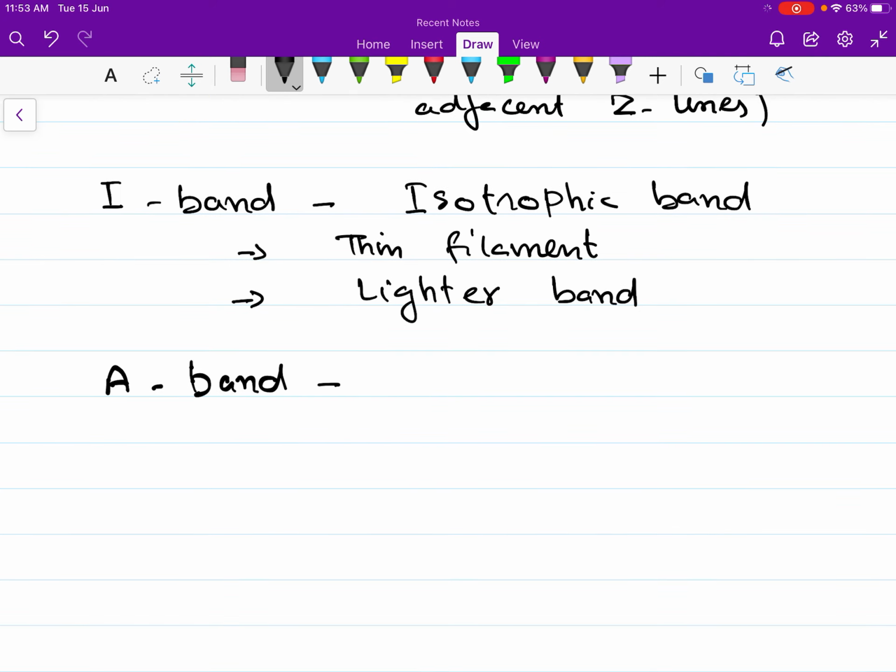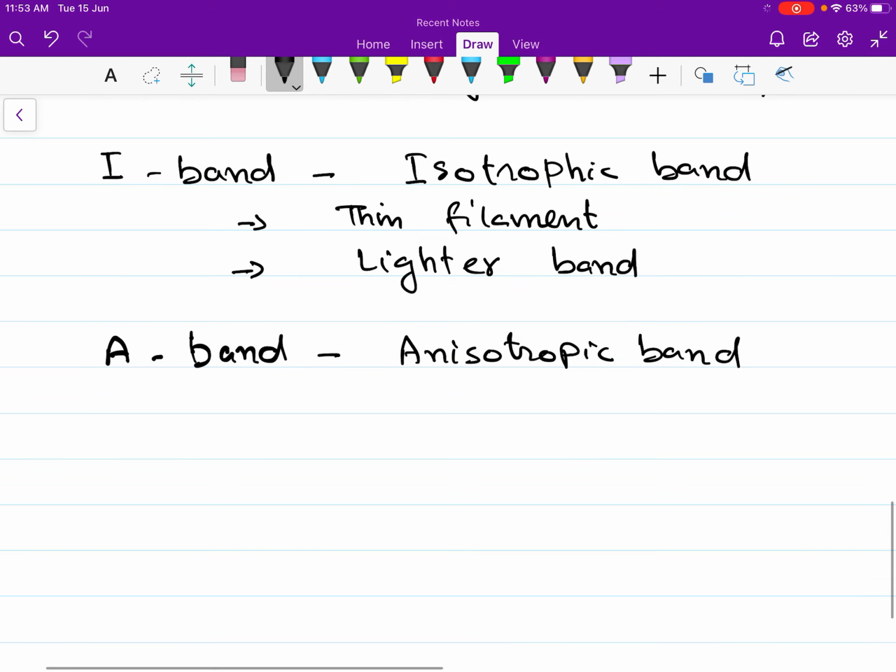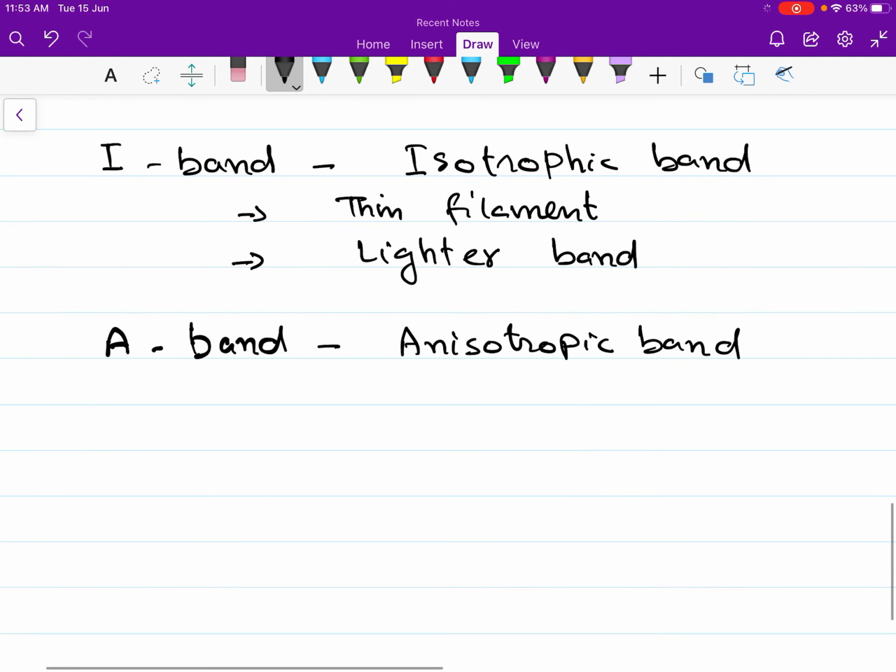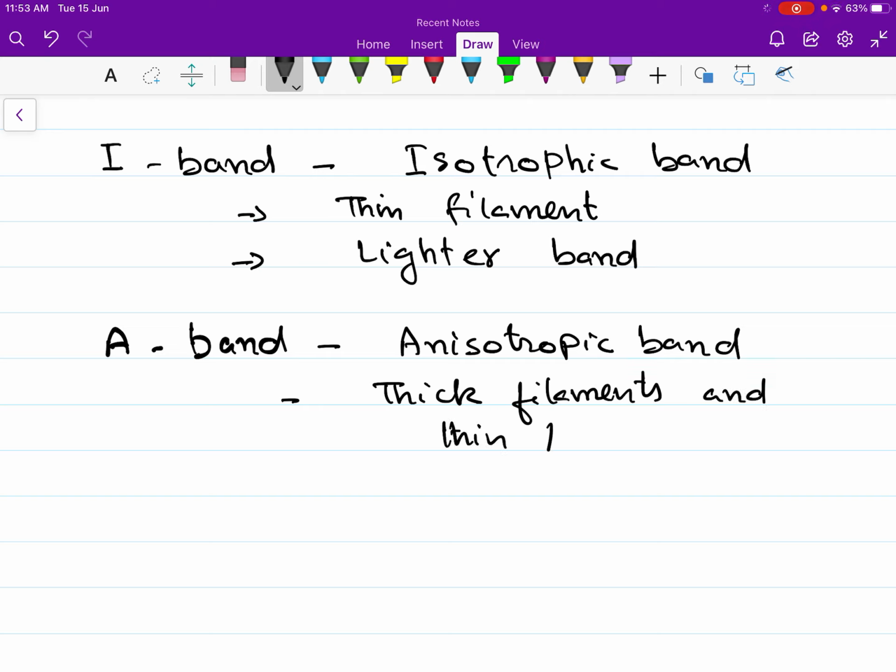The A band is also called the anisotropic band. An anisotropic band is formed of both thick filaments and thin filaments.